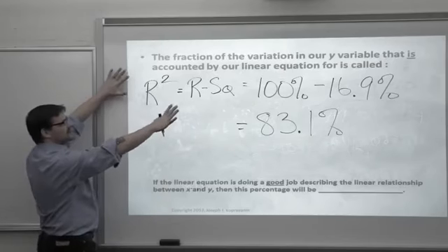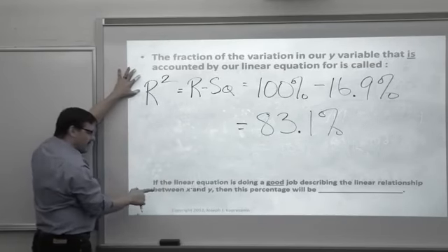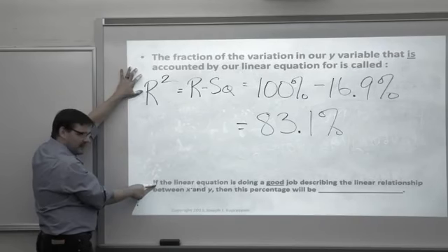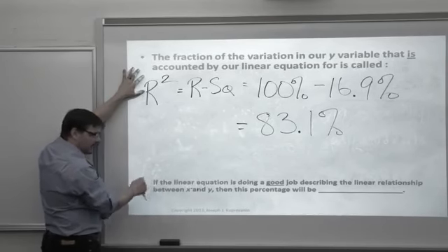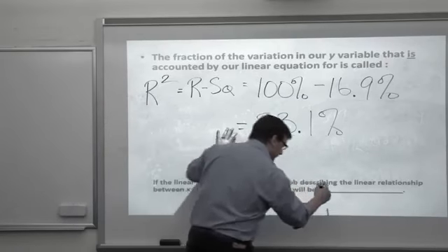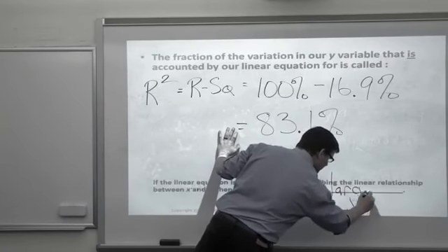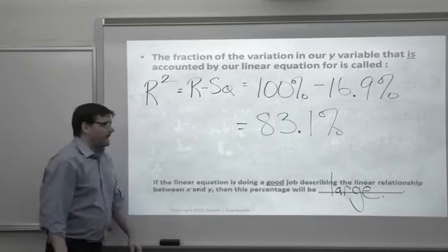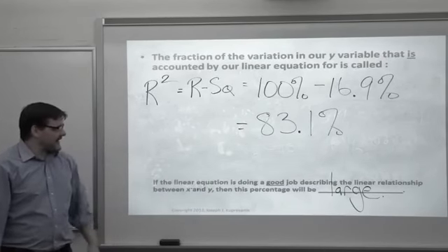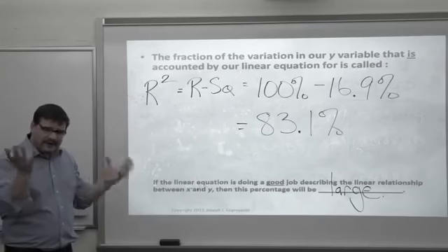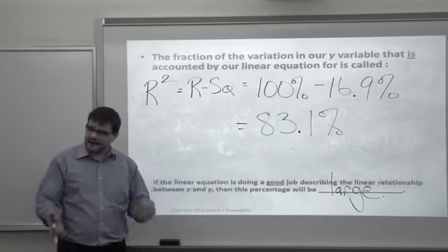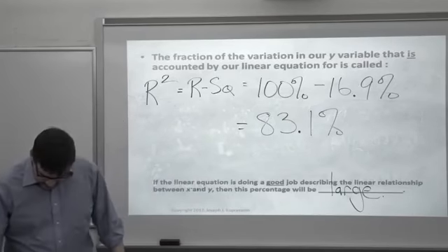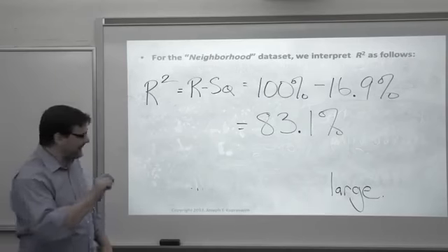83.1% is the total variation in y that is accounted for by our model. If the linear equation is doing a good job describing the relationship linearly between x and y, this percentage should be large, big. Bigger is better. That could max out at 100%. It'd mean that the points are exactly on the line. The worst that can get is 0%, and so we're at 83%. Feels pretty good. All right. You have to interpret it, then we're done.